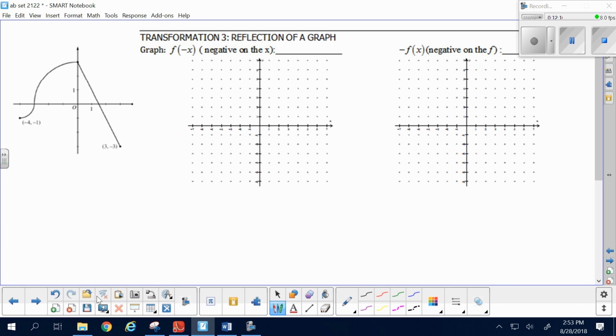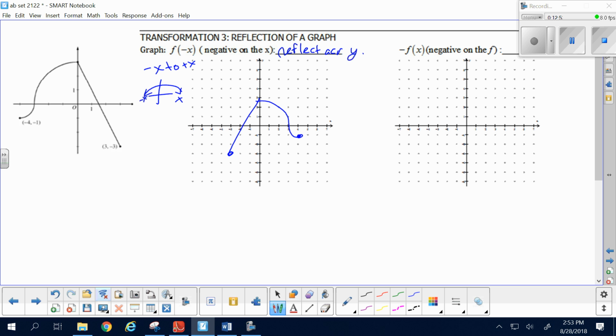Okay, negatives cause reflections. Negative on the x changes negative x's to positive x's. If I change negative x's to positive x's and switch, then I'm going to reflect across the y-axis. So I will have the linear behavior on the left, and the curves on the right.